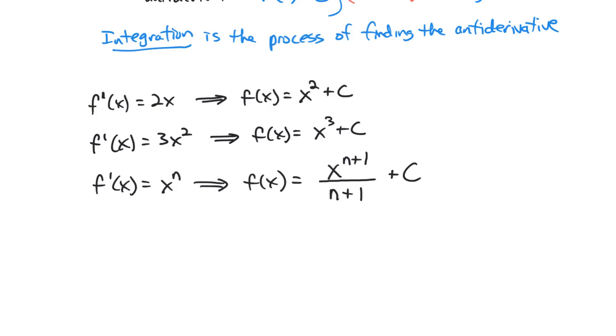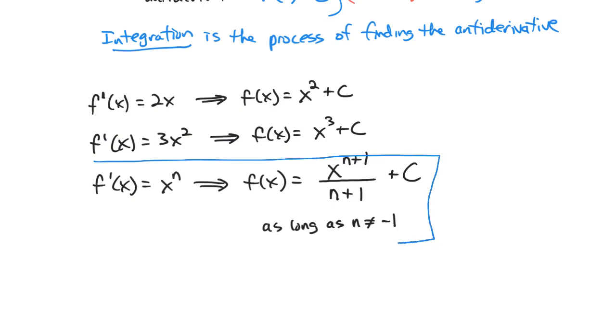And this is true as long as, there's a little caveat here, as long as n is not equal to -1. It can be anything else, but it can't be -1, and you can see why that would be. If n were -1, and then I go -1 plus 1, I get division by 0. So we'll see that there's a different thing we do in that case. But this is the power rule. This is called the power rule for integration.